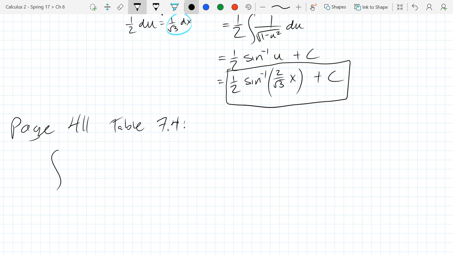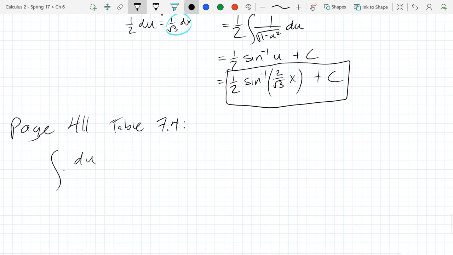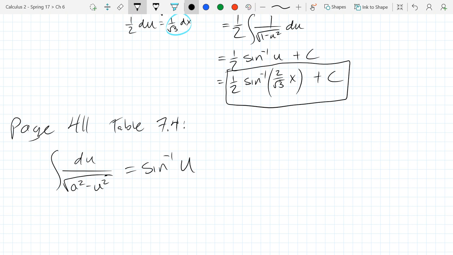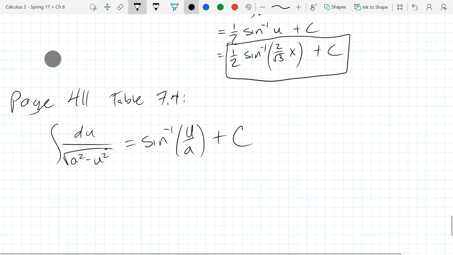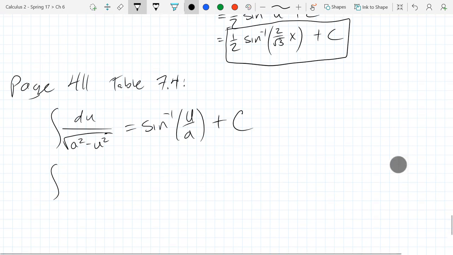So the antiderivative, I'm going to copy it right out of the table. They write the du on top instead of writing a 1 and a du next to it. So this is going to be the sine inverse u, except this one is sine inverse u over a plus c. The next one's a tangent inverse.